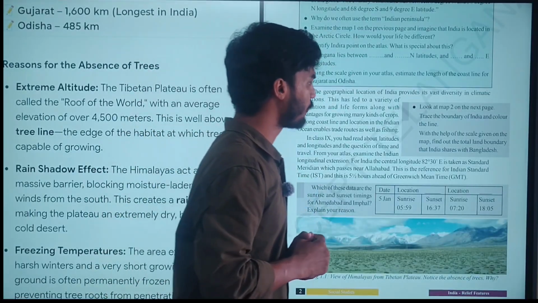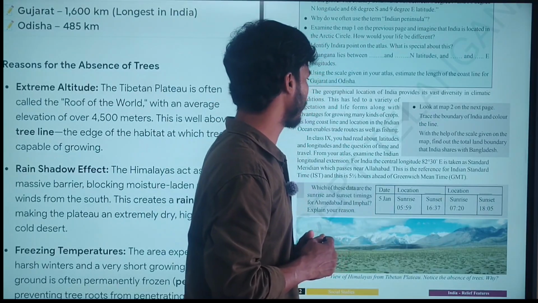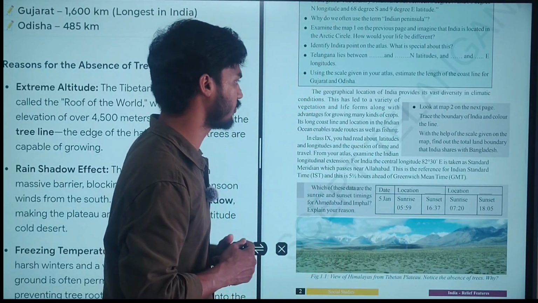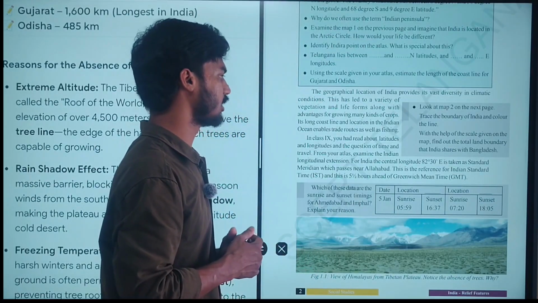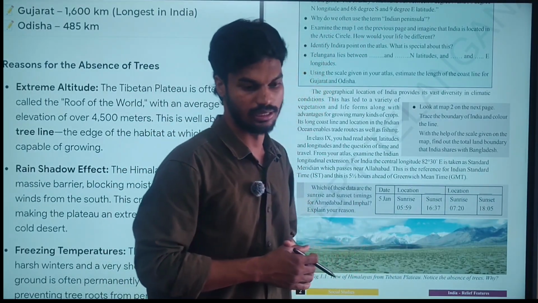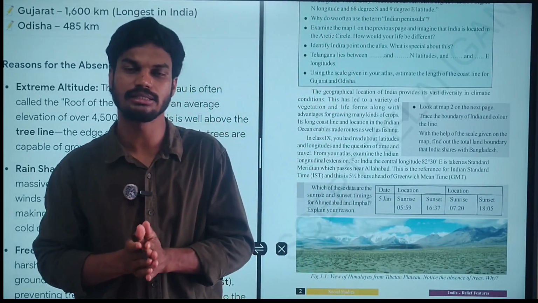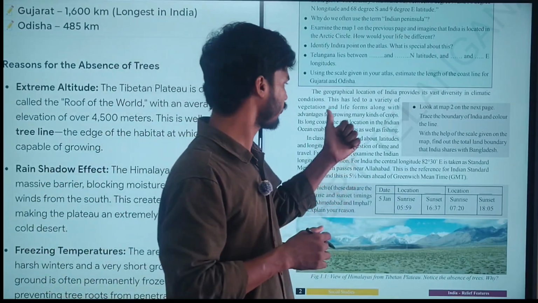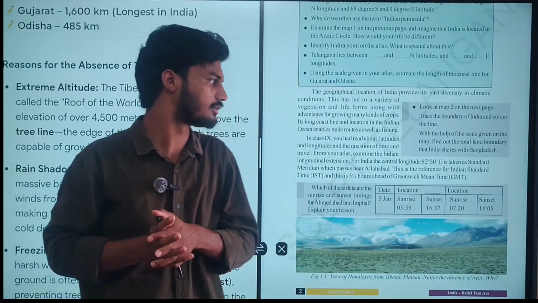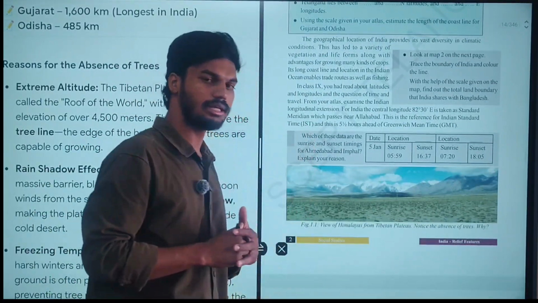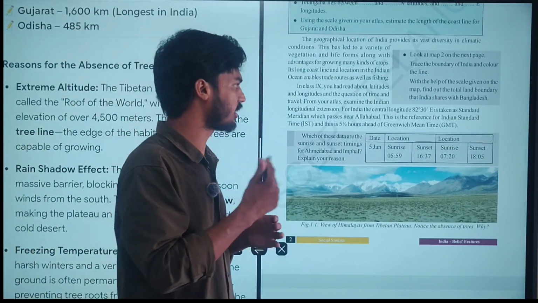The geographical location of India brings vast diversity in climatic conditions, which leads to a variety of vegetation and life forms, along with the advantage of growing many kinds of crops. Its long coastline and location on the Indian Ocean enable trade routes as well as fishing. Simply, the different types of diversity help in having different climates, different lifestyles, and different crops grown in different regions. And this coastal region helps in importing and exporting, and in shipping for fishing and everything.